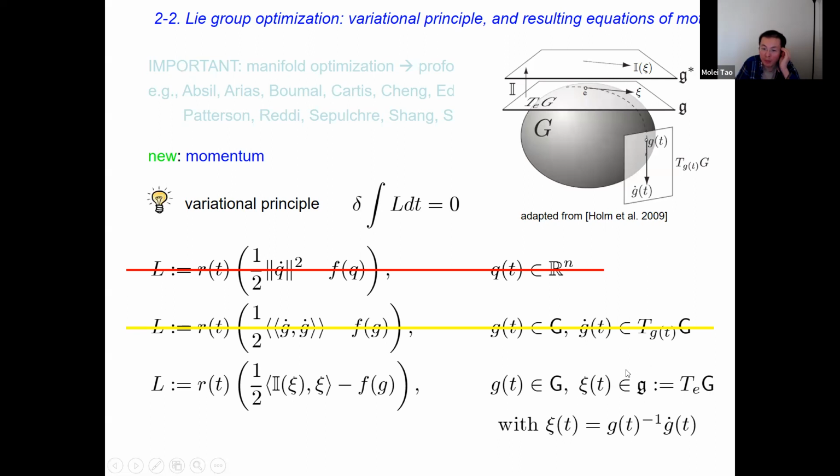So this is what I meant by that. And what you need to do, for example, to pull this G dot back to the Lie algebra is you simply do a left multiplication by the inverse of G. And then you get a very special tangent vector. And you also need some metric or an inner product.